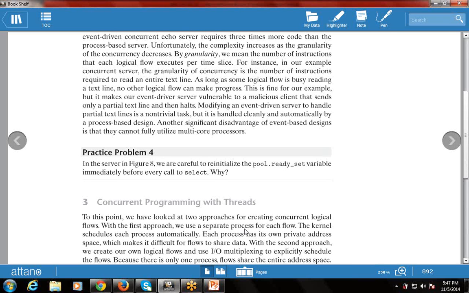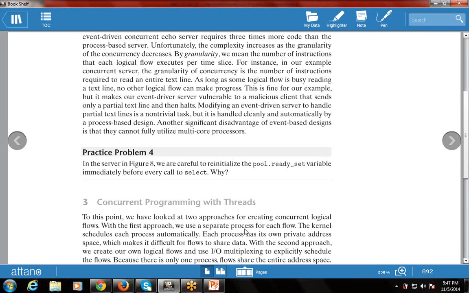Now the next topic is concurrent programming with threads. I will start this topic in the next class, tomorrow's class, on how to use concurrent programming with threads, because there is only 5 to 10 minutes left, so it is no use to start a new topic. So let's start this topic in the next class.